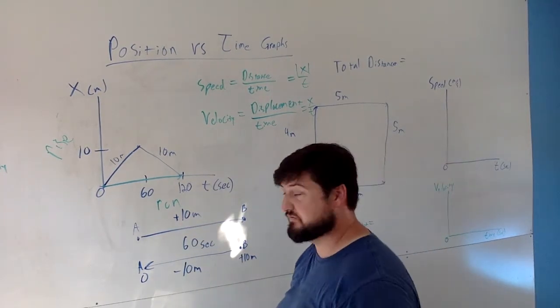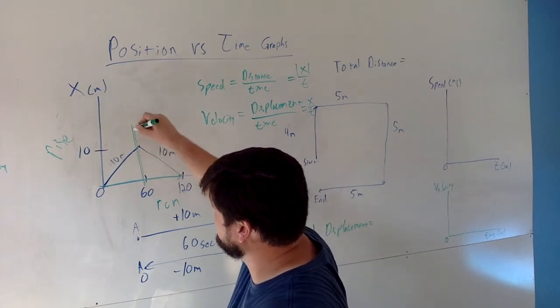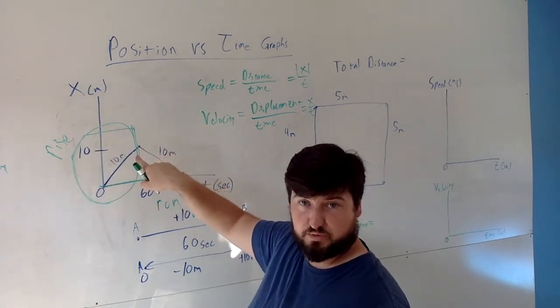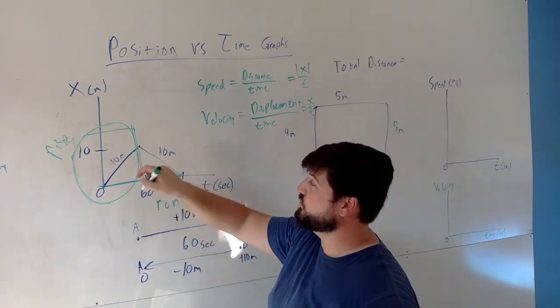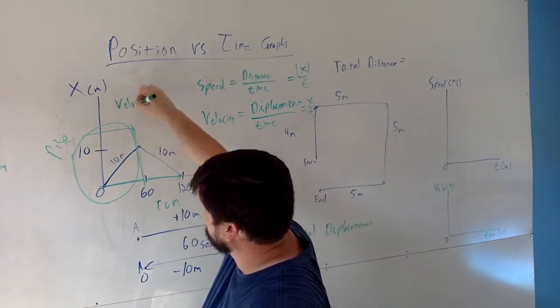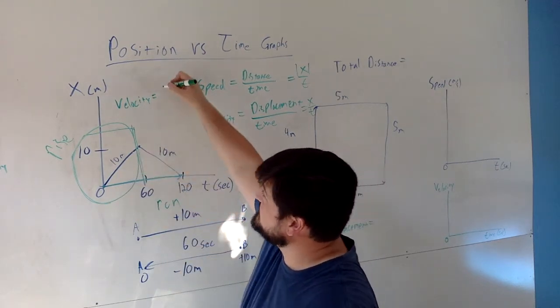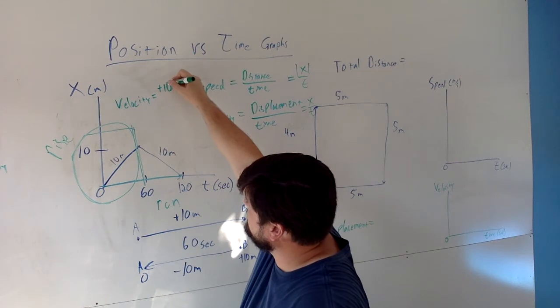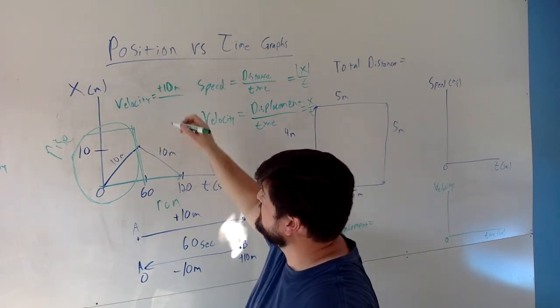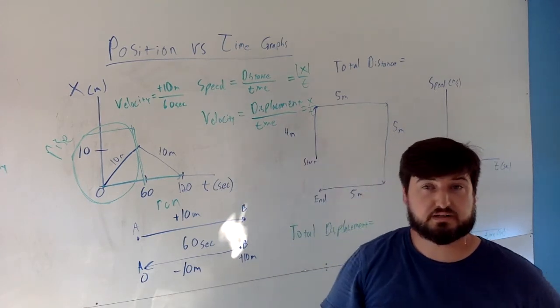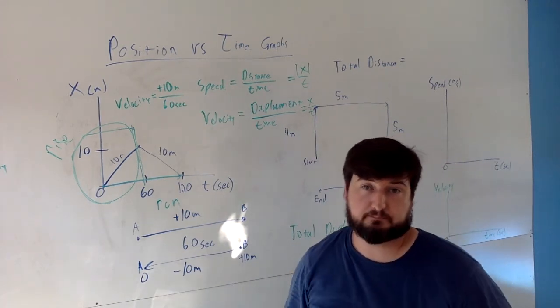So for this graph, if you look at this first piece right here, we have a positive slope, okay? So if we want to know our velocity for the first piece of this graph, you will get a plus 10 meters over 60 seconds. So you will get a 1 over 6 velocity, 1/6 meters per second, okay?